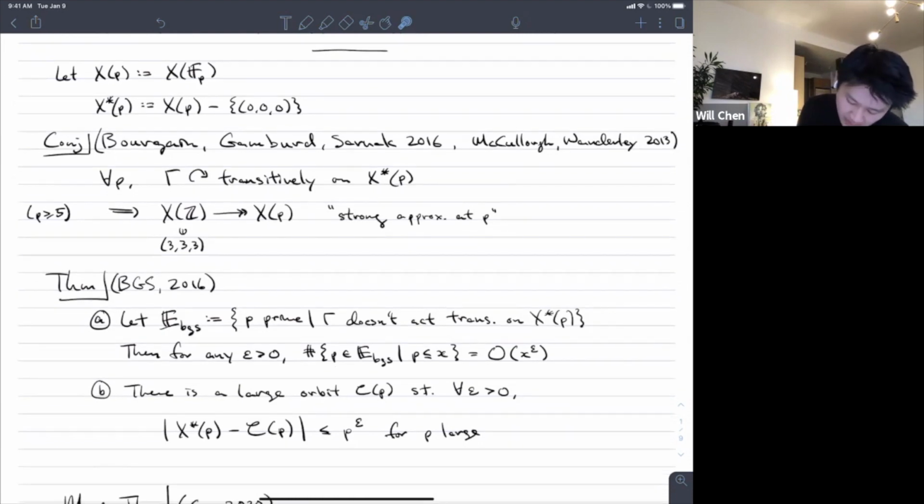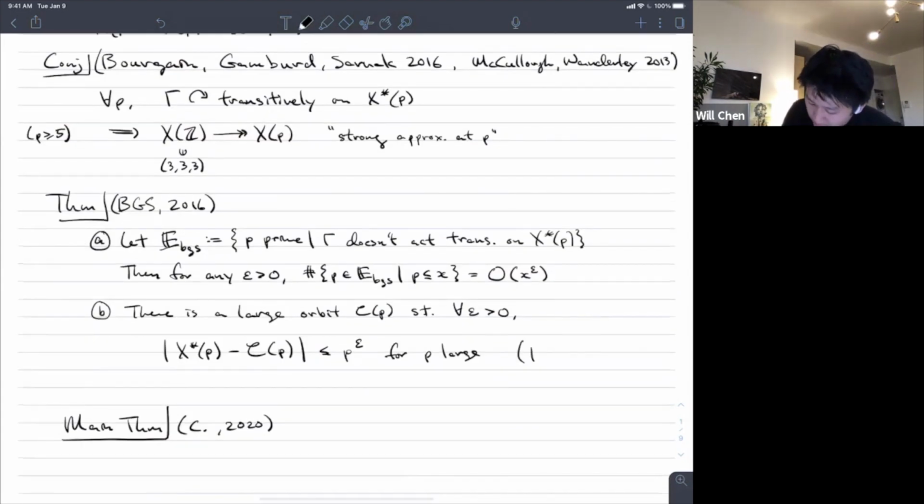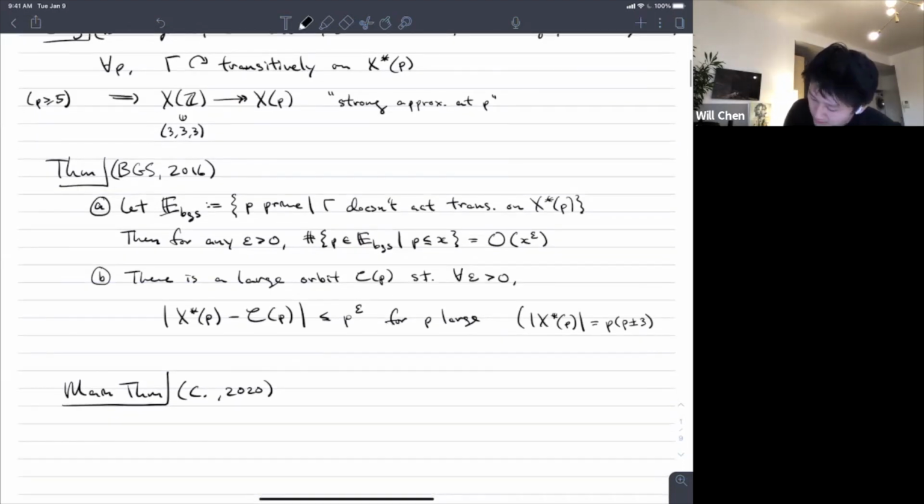Their second result shows that even when it does fail, it can't fail that badly. What they show is that there's a large orbit, which they call C of P, such that it's essentially everything asymptotically. In other words, for any epsilon greater than 0, the complement of this large orbit is small. And here, I could also say that the size of X star of P you can actually just count. It's P plus or minus 3, according to whether P is 1 or 3 mod 4. This is like P squared.